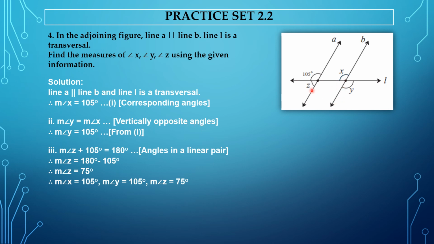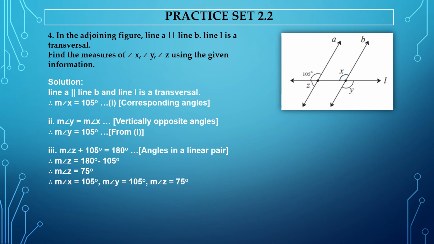Now, the remaining angle Z. I explained previously, measurement of angle Z plus 105 degrees, which is given in the figure, equals 180 degrees, because the angles are in a linear pair. So measurement of angle Z equals 180 degrees minus 105 degrees, that is 75 degrees. So students, we got angle X, angle Y and angle Z. Angle X is 105 degrees, angle Y is 105 degrees and angle Z is 75 degrees.